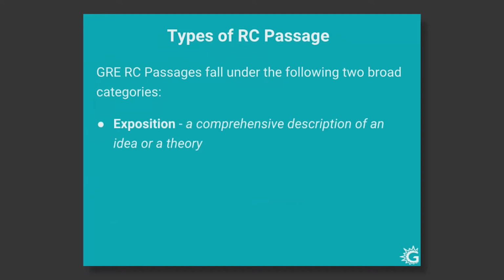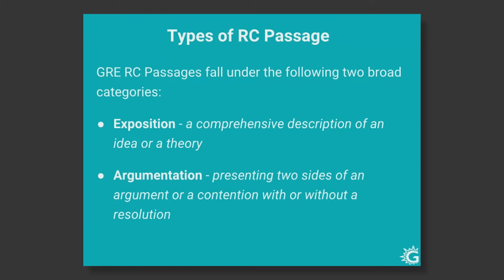The two categories are: one, exposition. This type of passage provides a comprehensive description of any idea or theory. Okay, so the whole point of the passage is to describe something, right? It is not trying to advance an argument, but rather just explain something or how it happened.